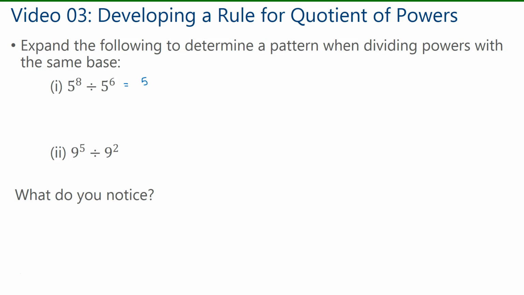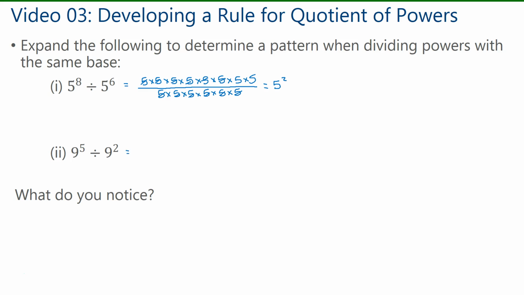So this means that we have 5 multiplied by itself 8 times, divided by 5 multiplied by itself 6 times. Now since 5 divided by 5 is 1, then we can cancel them off. And we can continue to do that as long as we have a 5 in the numerator and a 5 in the denominator. Now doing that leaves me with 5 times 5, which is 5 squared.